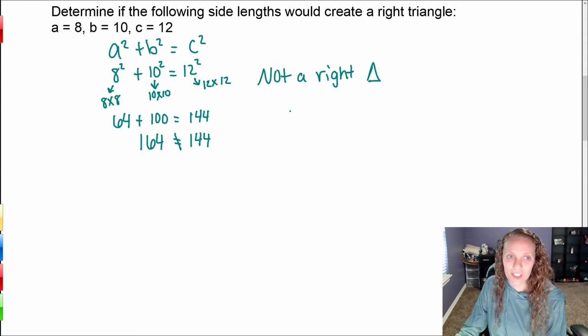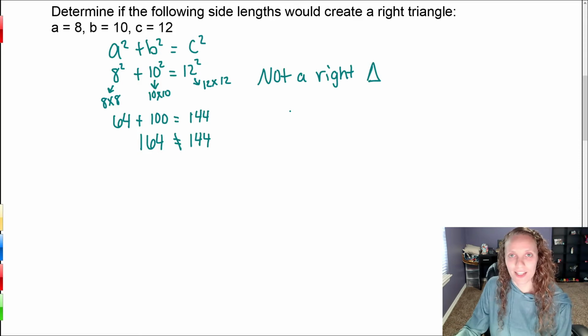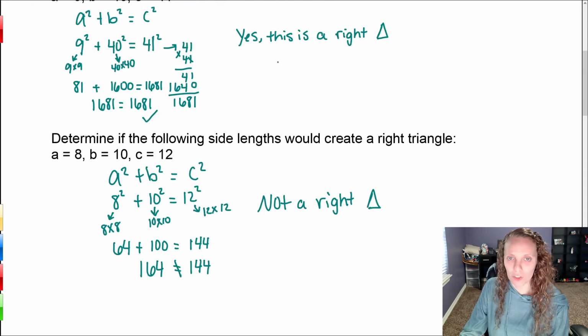Alright guys, that's using Pythagorean's theorem, plugging in the numbers that they give us to see, is it equal on both sides. If it is equal, it does create a right triangle like the first problem. If it is not equal on both sides, then it is not going to be a right triangle.